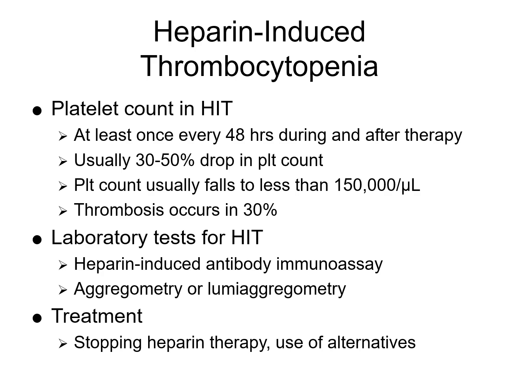For laboratory tests to diagnose HIT, we can do heparin-induced antibody immunoassays, which detect antibodies against the PF4 heparin complex and are used as an initial screening test. And then we can do functional assays, such as aggregometry or Illuma aggregometry, which measures platelet activation in response to heparin in patient serum. This is a more specific test to actually confirm HIT.